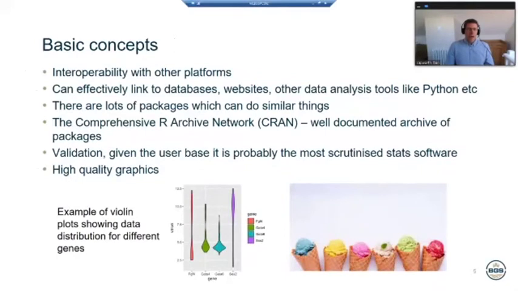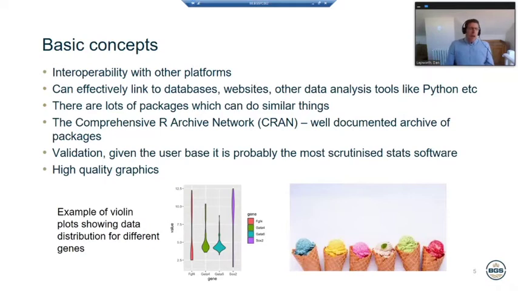There are many options when you want to do particular tasks within R, so you're not just forced down one particular route. The Comprehensive R Archive Network, known as CRAN, is the archive where all the packages and the documentation and the program can be downloaded from. And this is a particularly well documented archive and very helpful for getting going.